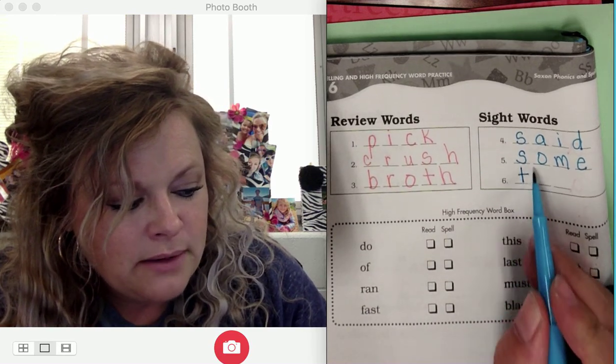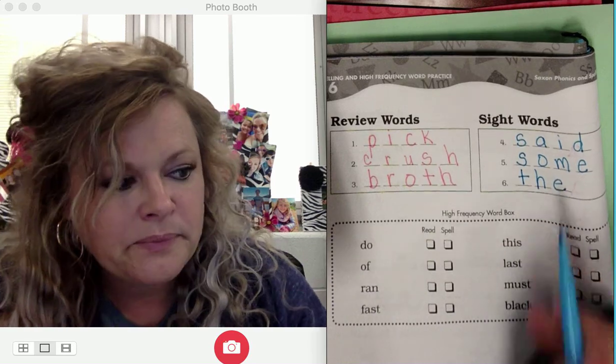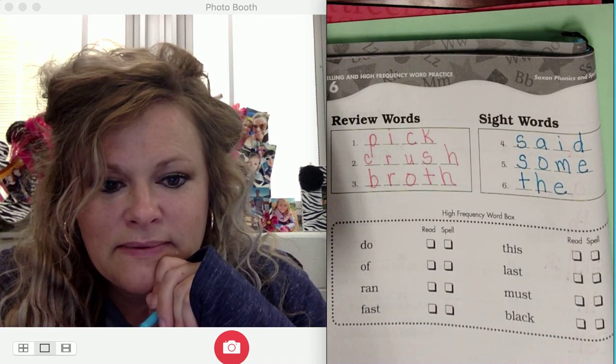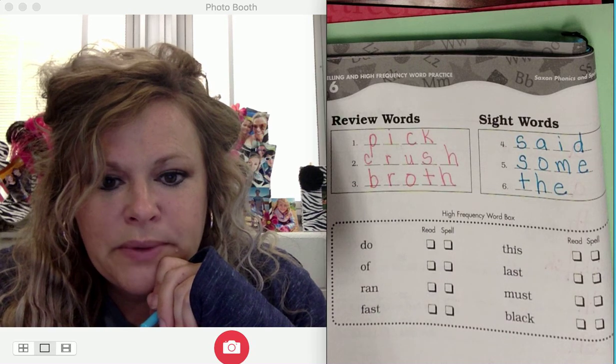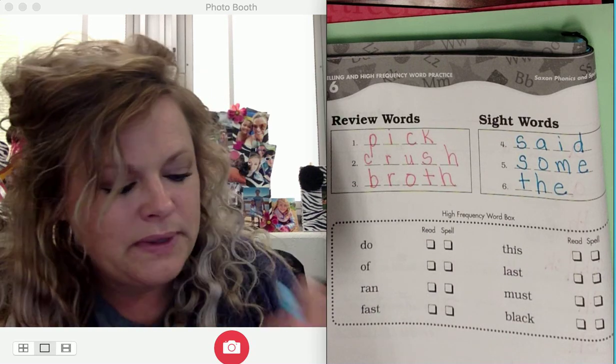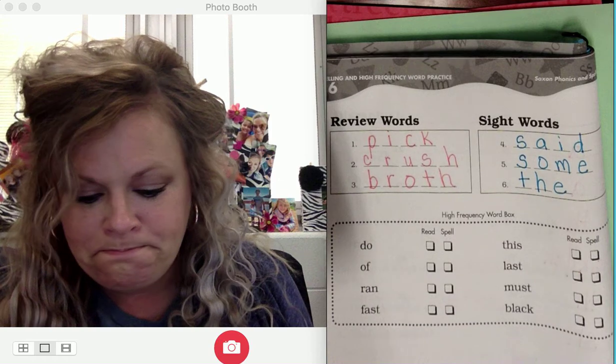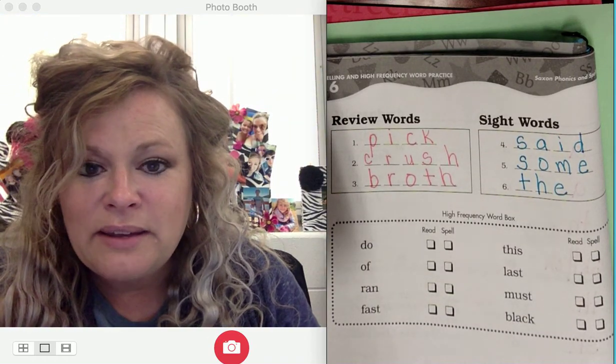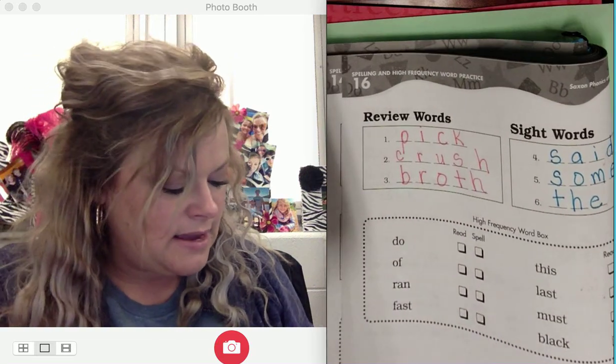Then check with me and make any changes that you need to. Please read and spell these words below with your teacher at home. And we're going to go ahead and move on to the lesson of the day.